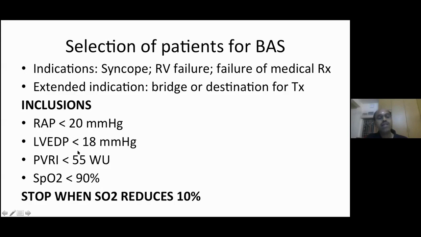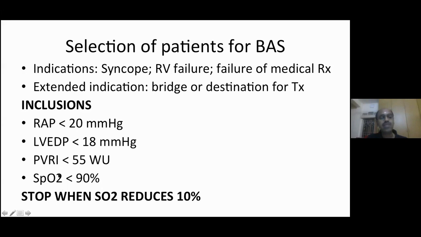The basic reason for doing a balloon atrial septostomy is to improve the left ventricular preload. So if the left ventricle is already working at a very high filling pressure, close to 18 millimeters of mercury, further increase of the preload is not going to be tolerated by the left ventricle. If the pulmonary vascular resistance is unphysiologically high, more than 55 Wood units, these patients will not tolerate this procedure.